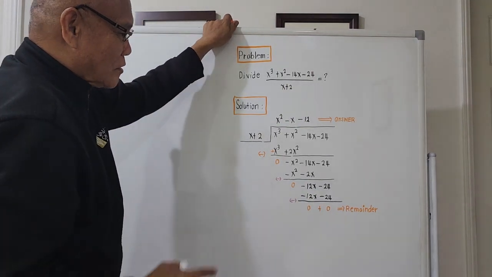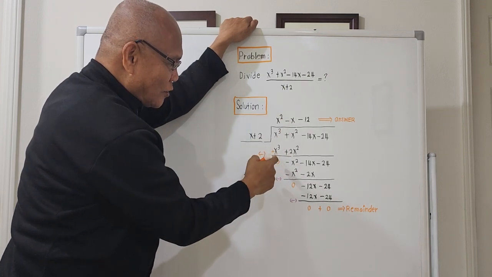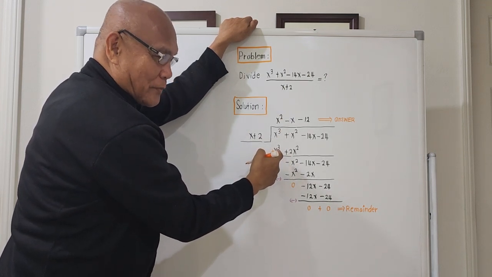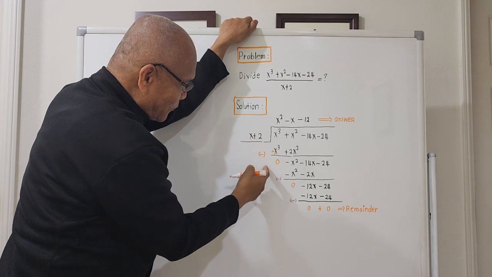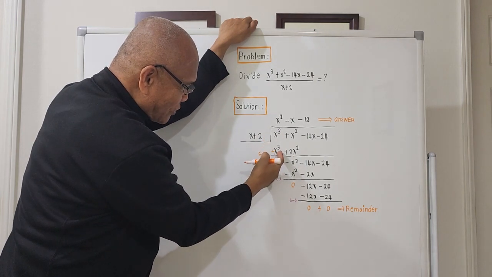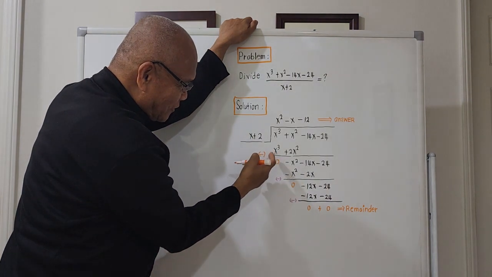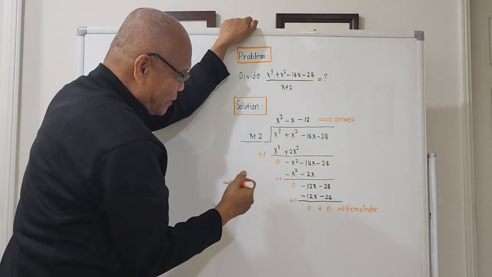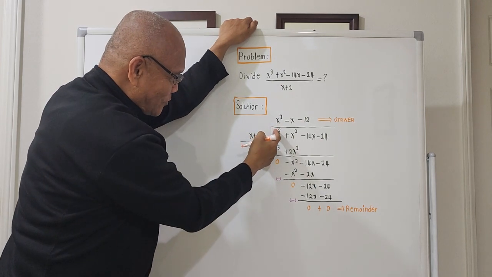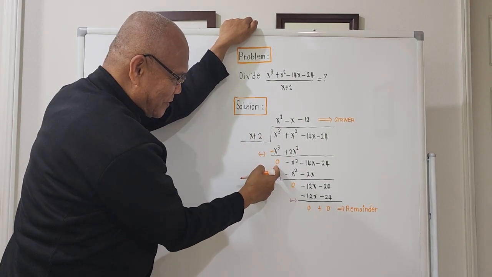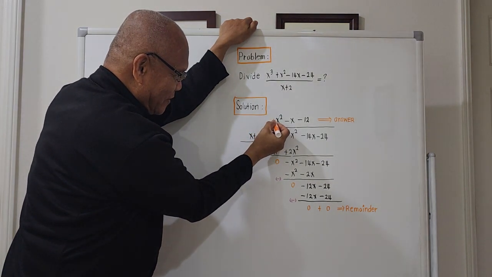That's why I told you a while ago, what is the sign of the first term? It should be the sign of the resulting product, so that when you subtract, it will become zero. If we subtract x cubed minus x cubed, this is plus, right? When we subtract it, it will become minus. So x cubed minus x cubed will become zero. So it's a must that the first term here will be plus x squared.